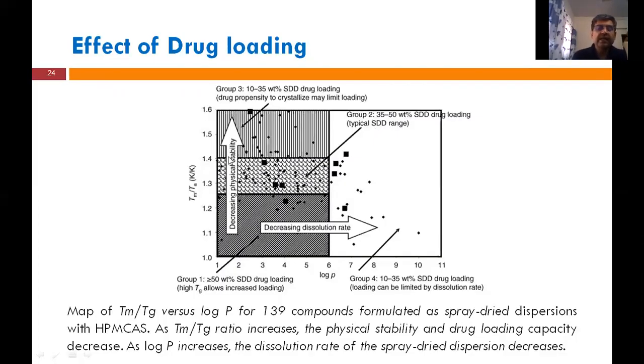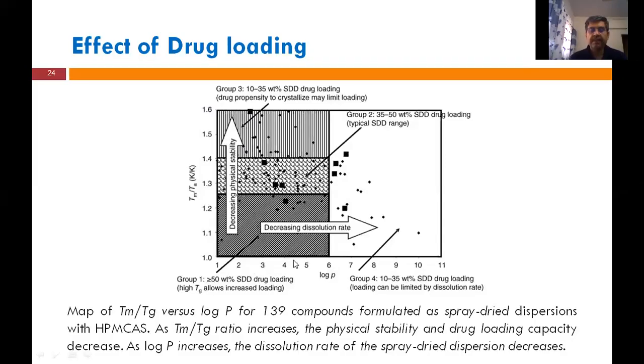In fact, there are many candidates which will show you a ratio of higher than 1.4, and it can even go up to a value of 2.0. Group 3 are the compounds that will show 10 to 35% drug loading in the solid dispersion, and drug will have a propensity to crystallize, and that may be the limiting factor for achieving the higher drug loading. As I told you, there are going to be many drug candidates which will fall in this zone or maybe even beyond this zone, since they will have a Tm by Tg ratio of up to 2.0 or even higher.